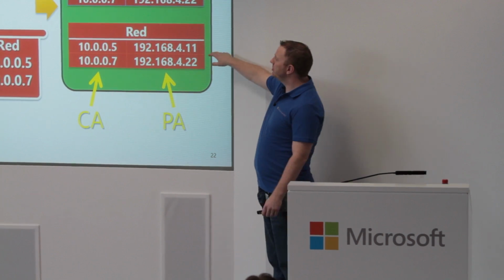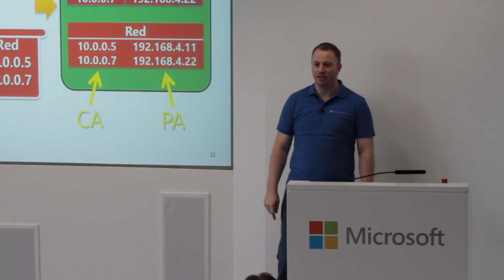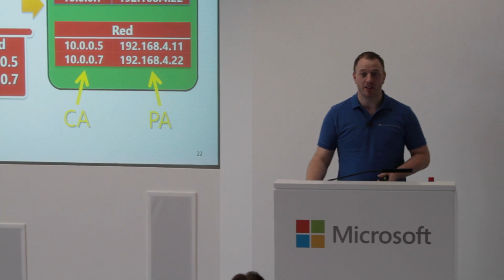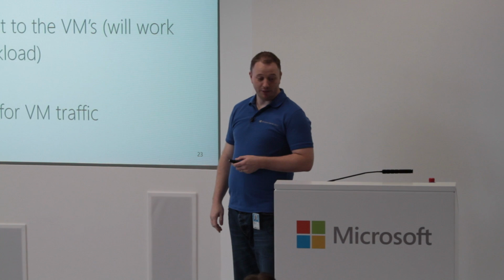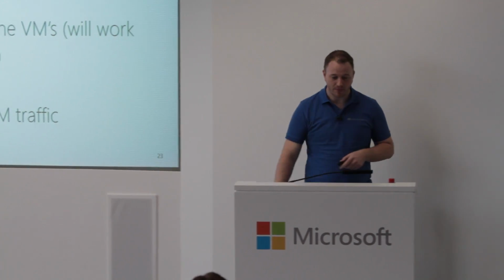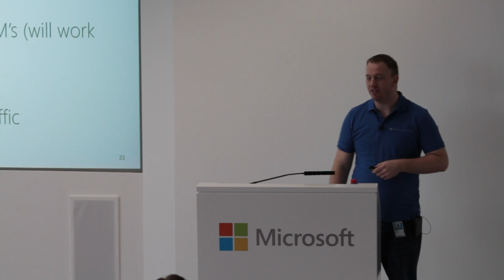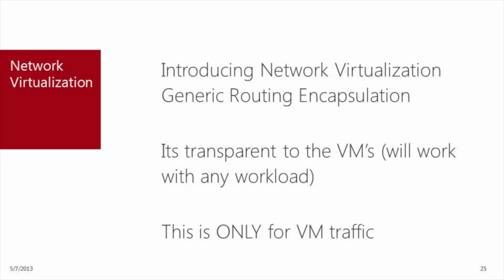Hang on a second. The IP addresses are the same between blue and red. What's going on here? I thought we were going to not overlap. I thought we were going to have complete isolation and segmentation. Luckily for us, we're not silly. So we introduced a thing called Network Virtualization Generic Routing Encapsulation, or NVGRE, which is a lot shorter, thankfully. Best part, transparent to workloads.